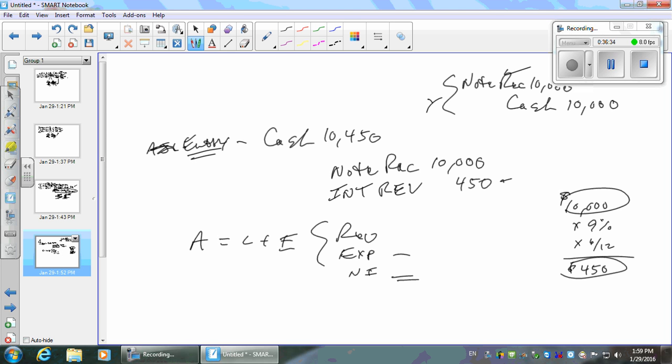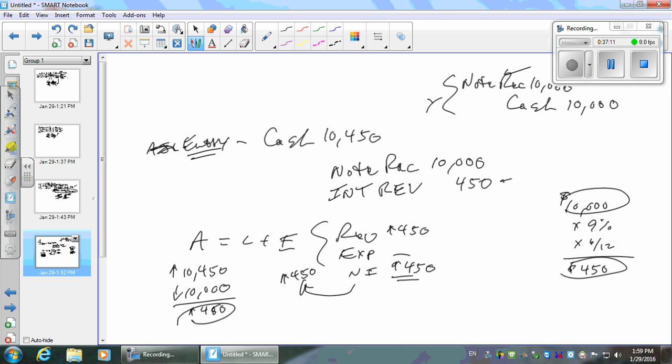Okay, so what does debit cash do? What does credit notes receivable do? Decreases an asset. Net effect on assets, increase of 450. So we write down increase of 450. Make sense? But what's the interest revenue? Revenue, of course, equity, more revenue, therefore, more net income, therefore, more equity.